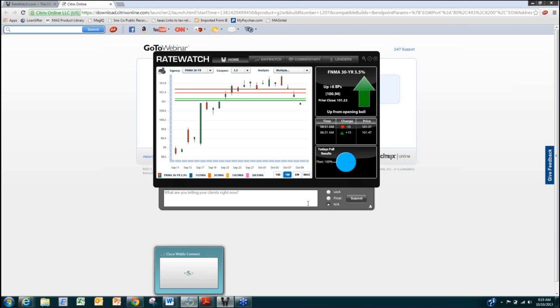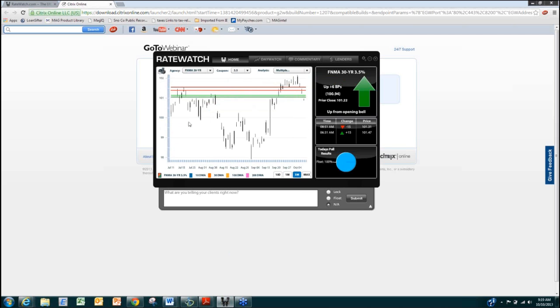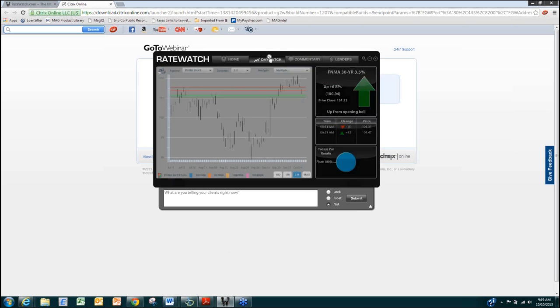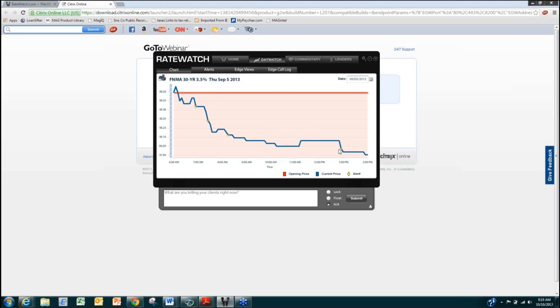Let me give you another example of how I would use the alert. Let's go back really quick and look at this longer chart here. Now, this is something that I might do at point of sale. I love the RateWatch report, which is this icon up here, and you can see, this is the 5th I have pulled up. So let me show you what I did.